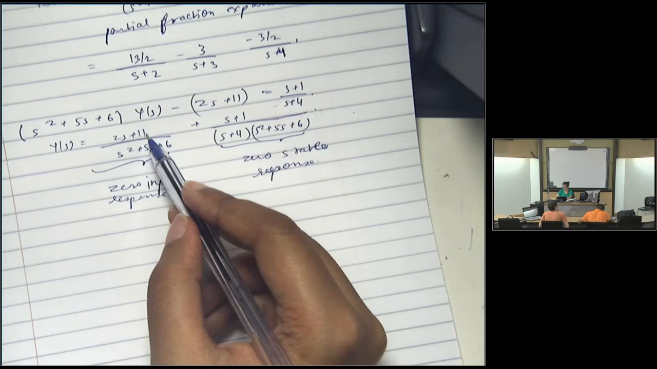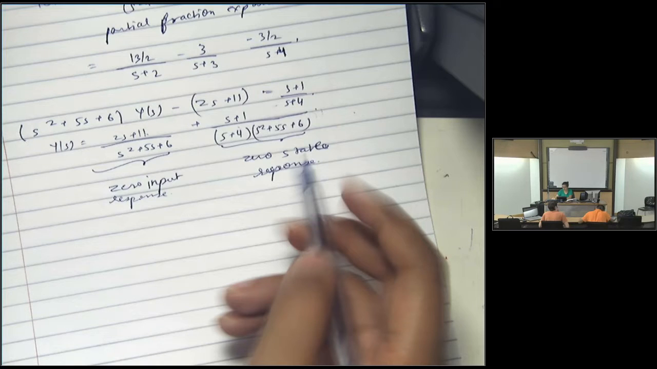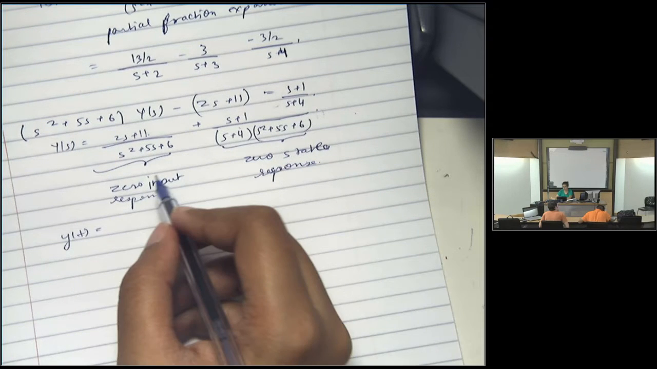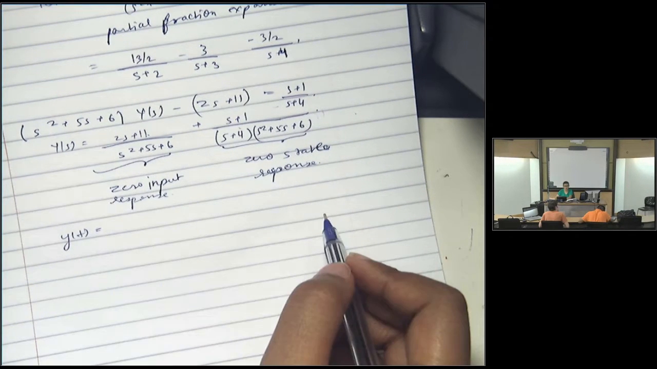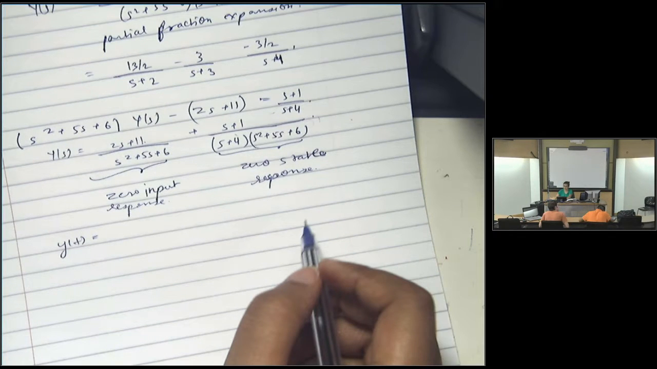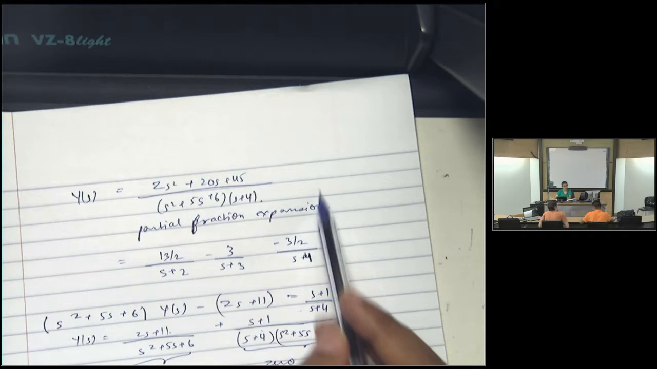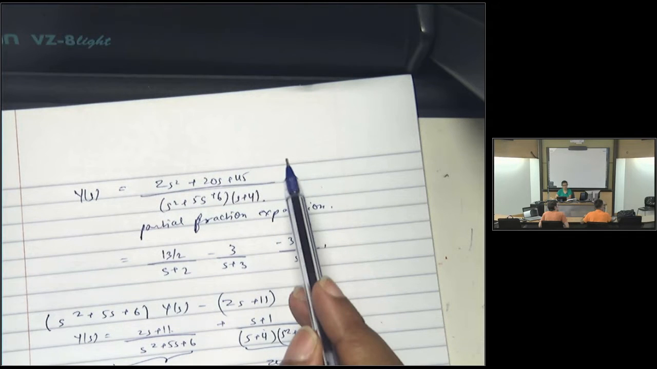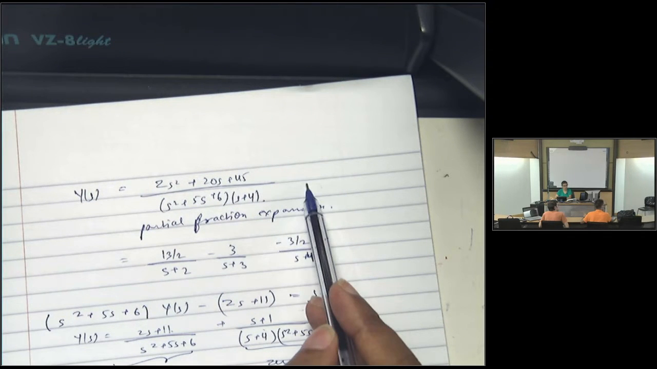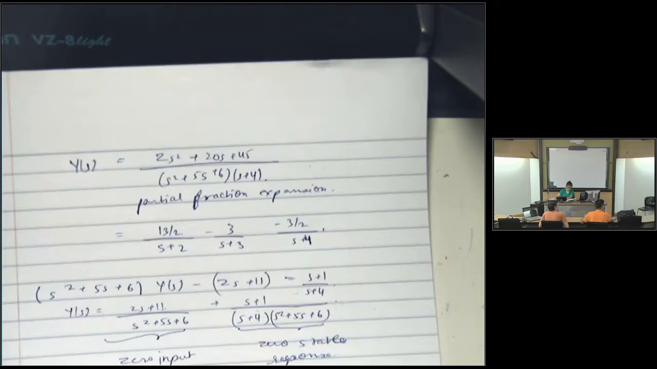Then you take the Laplace inverse transform of both of these separately, so you will get your y(t), which will be your zero input response and zero state response. And over here, this is your combined response. This is zero input plus zero state. All right, any questions?